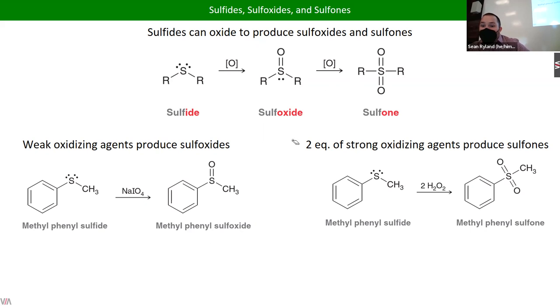And so we can actually control this pretty easily. This is a case where by controlling what oxidizing agent we use, we can control whether we stop at the sulfoxide or make the sulfone. If we use a weak oxidizing agent and only use one equivalent of it, sodium periodate being the most common one, we can take a sulfide and turn it into a sulfoxide. But if we take a stronger oxidizing agent and use two equivalents of it, we get the sulfone, where we add two oxygens to the sulfur, a total of four new sulfur-oxygen bonds.